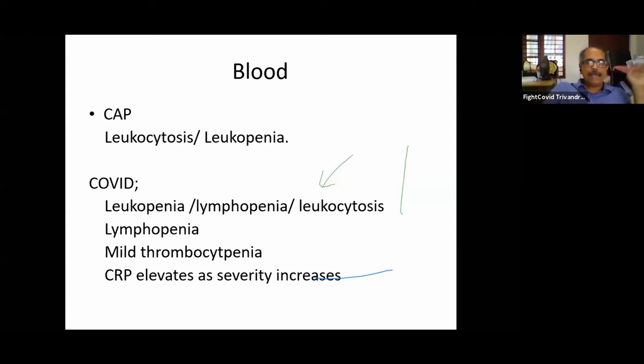Before we go for a blood test, classically a community-acquired pneumonia will show either a leukocytosis or a leukopenia. Both indicate severe pneumonia. For a COVID patient, if you go through the literature, the most important hematological derangements are leukopenia, and leukocytosis to a lesser extent. Lymphopenia is supposed to be one of the most frequent findings noted. In addition, mild thrombocytopenia as well as elevated CRP has been reported in COVID patients.